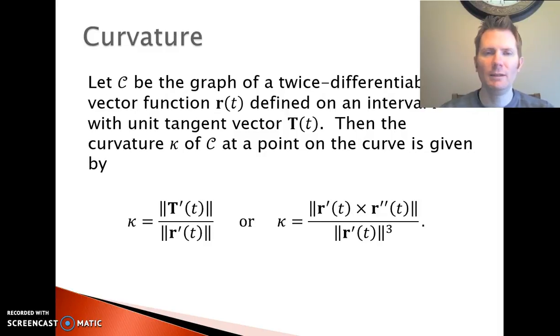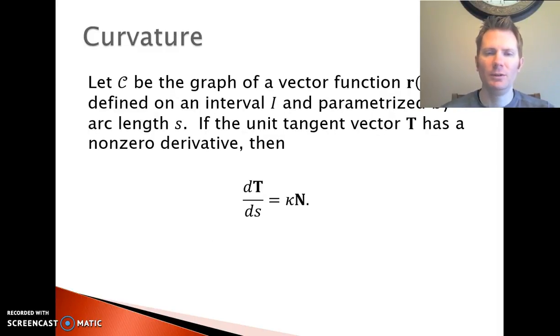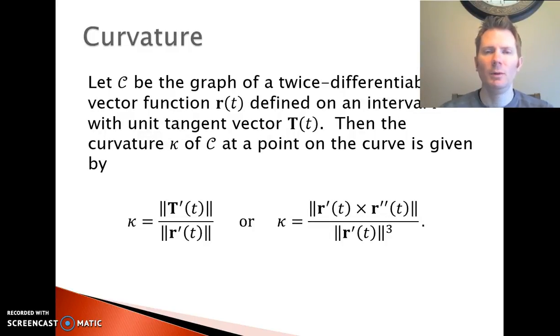There are multiple ways to calculate curvature. This one is true, but it is not very easy to work with. So here are a couple of ways to calculate curvature. The curvature kappa of C at a point on the curve is given by the magnitude of the derivative of the unit tangent vector, divided by the magnitude of r prime. Or kappa can be found by taking the magnitude of the cross product of r prime and r double prime, and dividing by the magnitude of r prime of t cubed. Again, I'm presenting these without proof, so examine the text for the reasoning behind why these are the case.